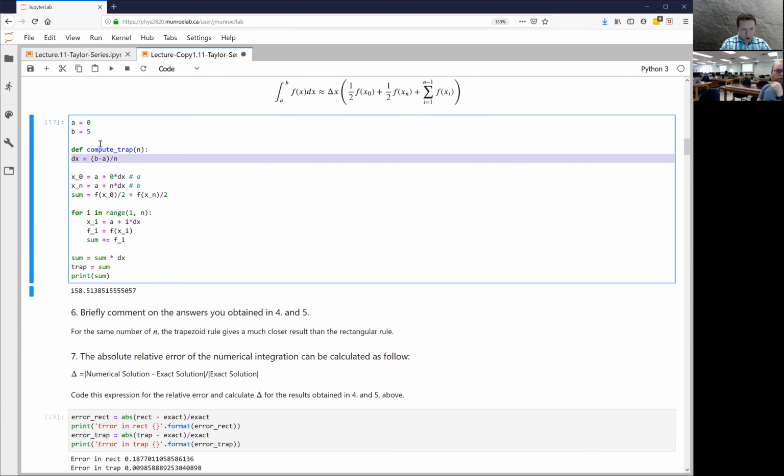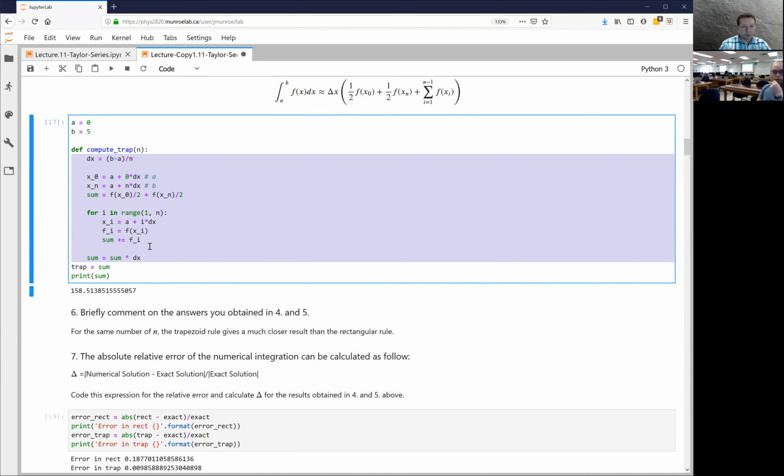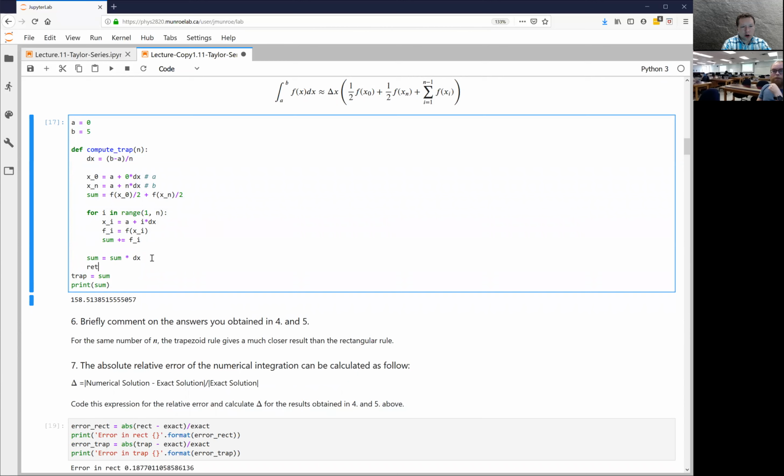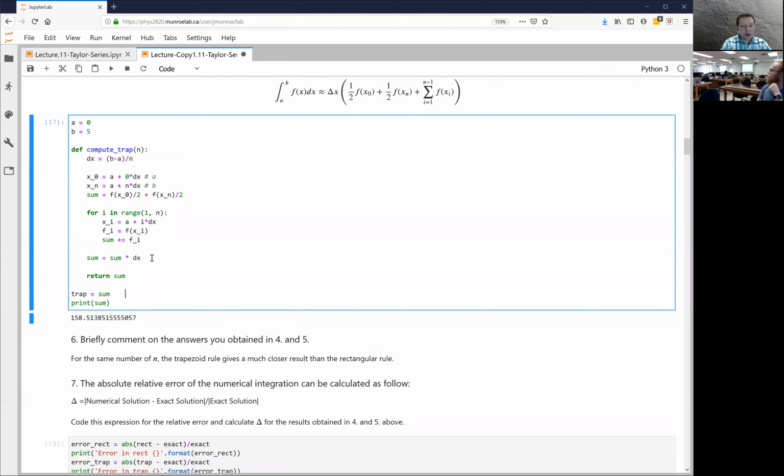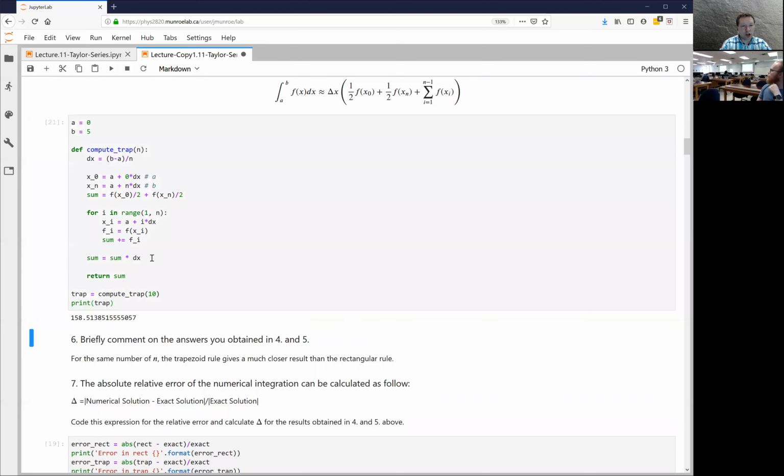I can highlight all of this stuff right here. Control right square bracket to indent it. And then return this back as the result of this function. So now trapezoid equals compute trap of 10. And let's print out trap and confirm nothing's changed.